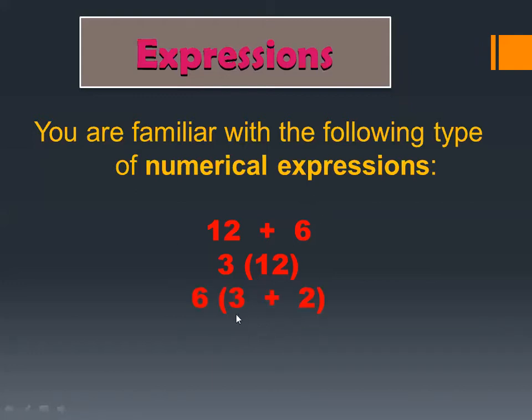Just suppose here you have 3 plus 2 in a bracket, and outside the bracket you have 6. So this is again an expression. This is a kind of expression, but it is a numerical expression. Similarly, here you have 15 minus 4 multiplied by 6. So again, this is an expression.